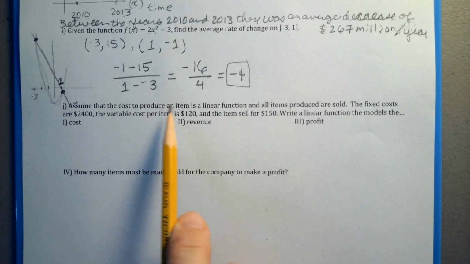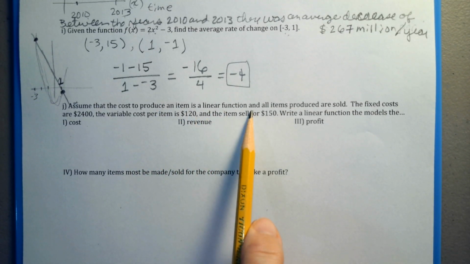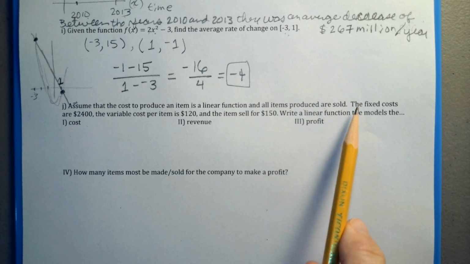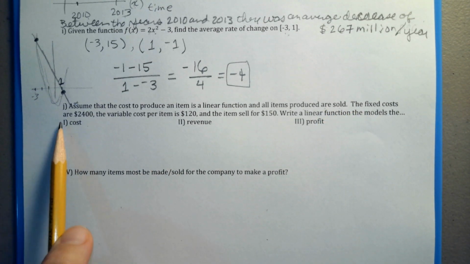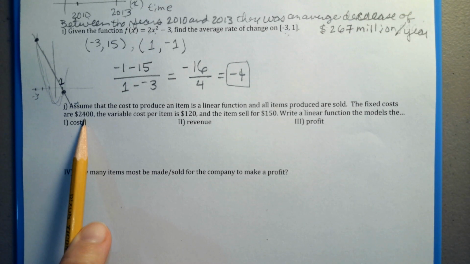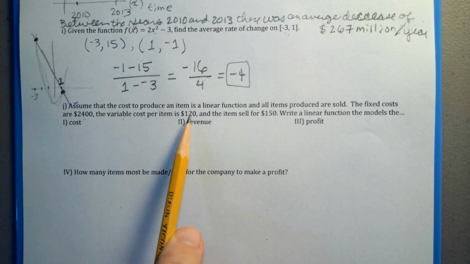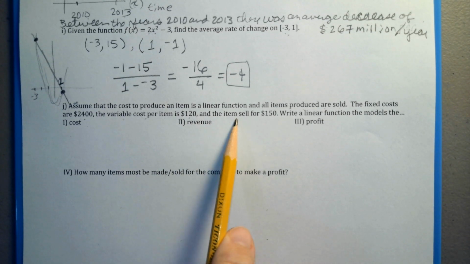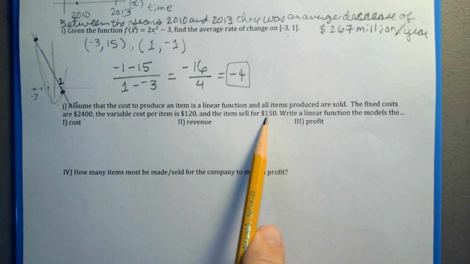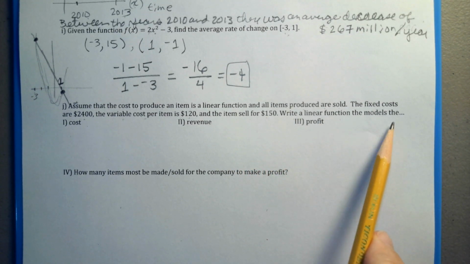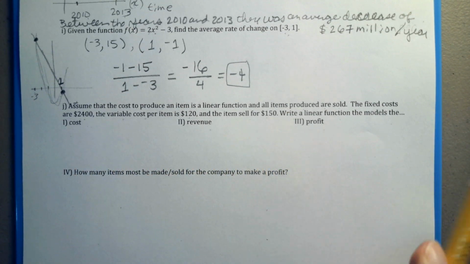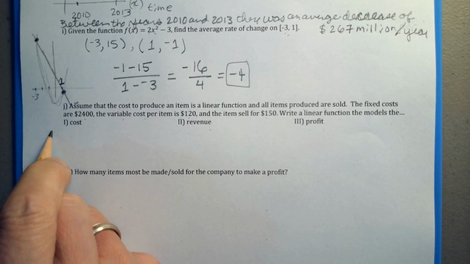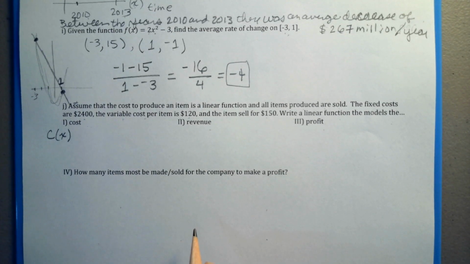Assume the cost to produce an item is a linear function and all items produced are sold. The fixed costs, that's $2,400. The variable cost per item is $120. So that's what it costs to make the item. And the item sells for $150. Write a linear function that models the cost, the revenue, and the profit. So let's use c of x for that function, right? The cost in terms of x being the number of items produced and sold.